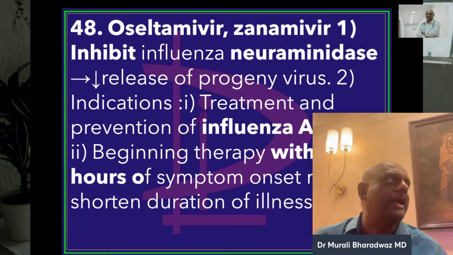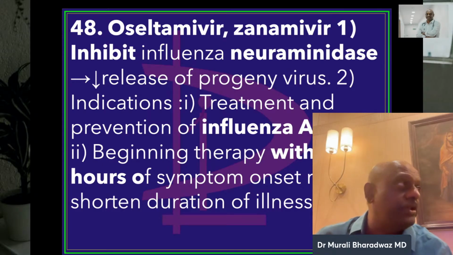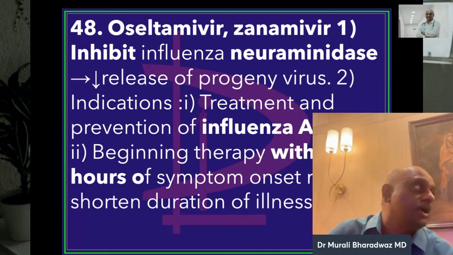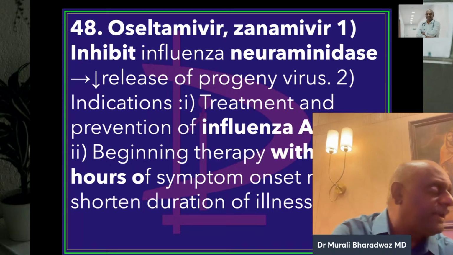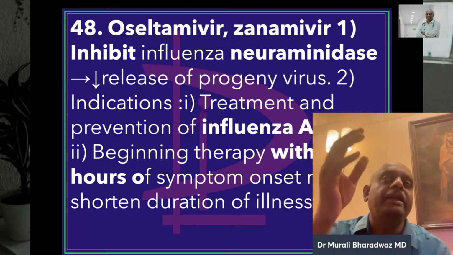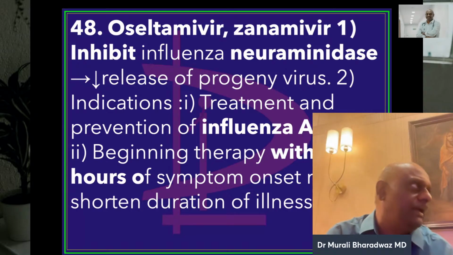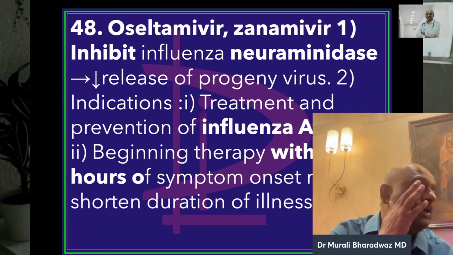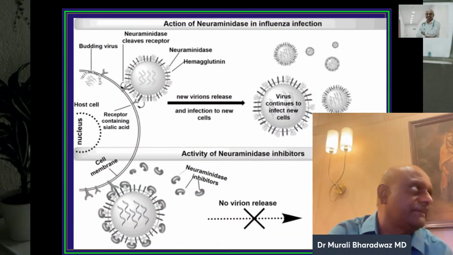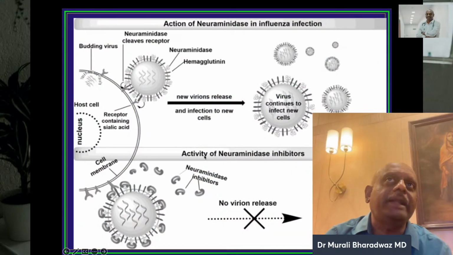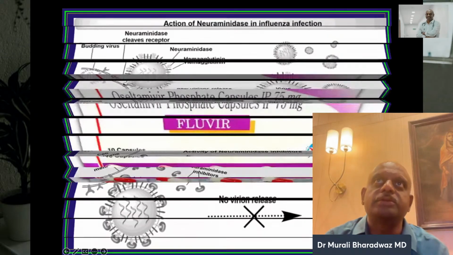Now comes antivirals. Oseltamivir, zanamivir. They inhibit the influenza neuraminidase. That will decrease the release of the progeny viruses. And it is used for both influenza A and B. But it is only useful if you start within 48 hours of the sneezing. So with neuraminidase, new virions are released. But once you inhibit that, new virions are not released.